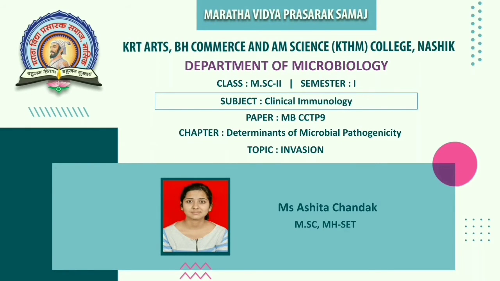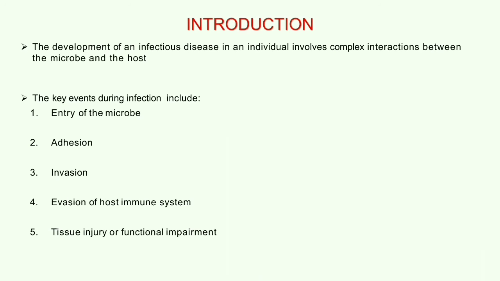Hello everyone. Today we are going to continue with core compulsory theory paper Clinical Immunology. In credit 1, Determinants of Microbial Pathogenicity, we are going to deal with invasion. In the previous video we talked about cell adhesion.